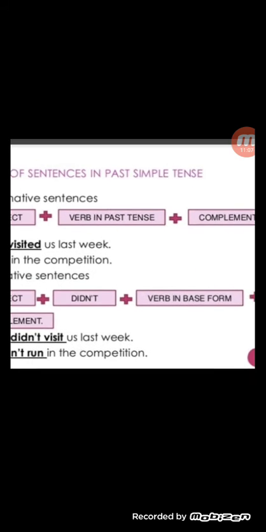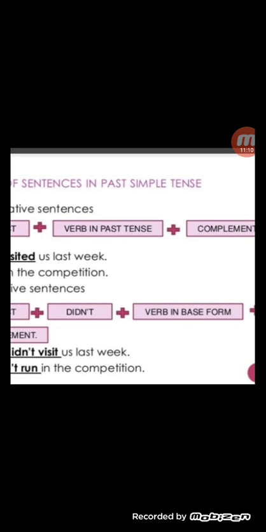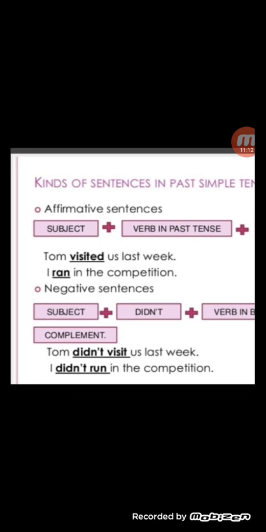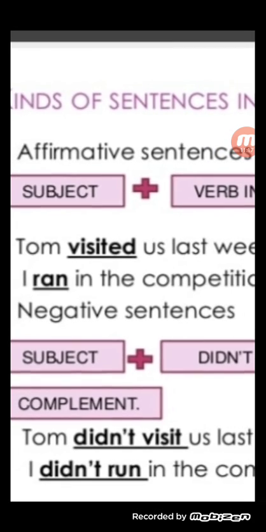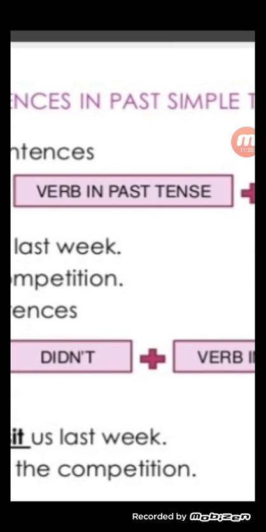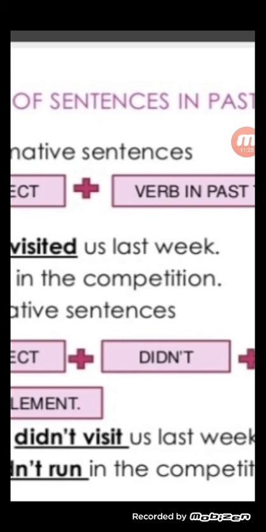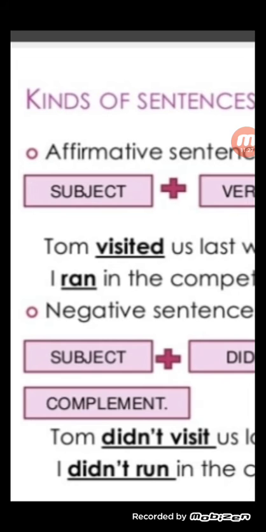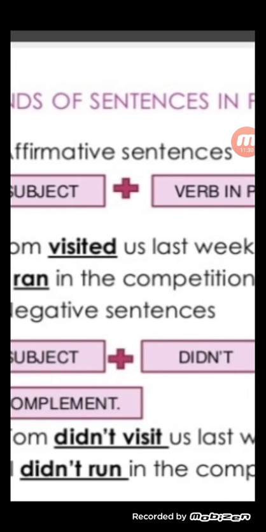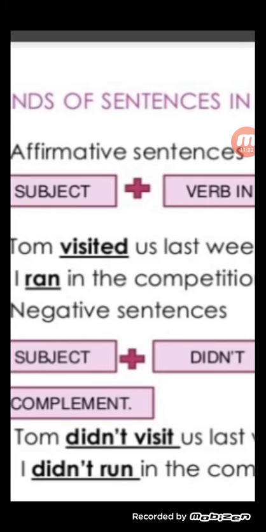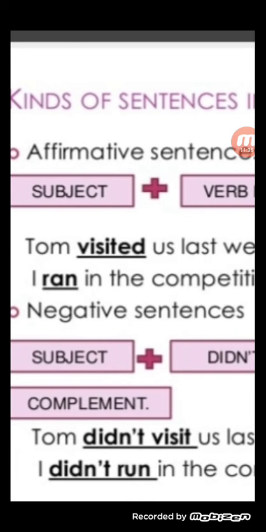Let's have a look again, and then I'll assign you some work. For making affirmative sentences, what we do, we apply the subject at the start, then we add the verb in past tense form, then the complement is added, the rest of the sentence. For example, Tom visited us last week. I ran in the competition. Tom is the subject, visited is the second form of the verb or the past verb. I is the subject, ran is the second form of the verb we have applied here.